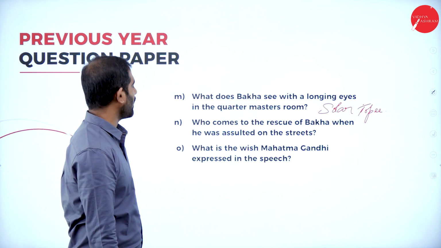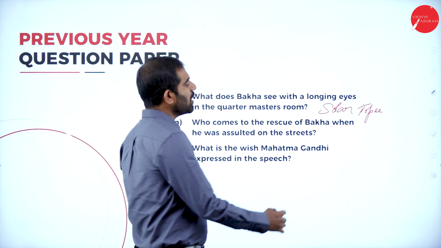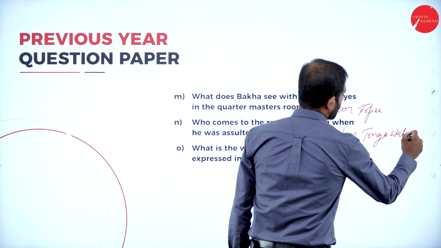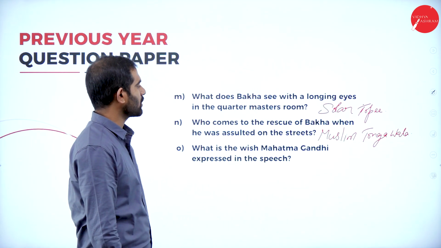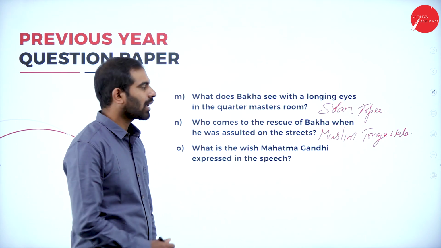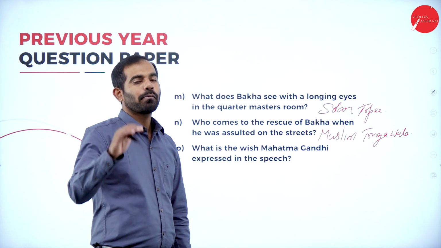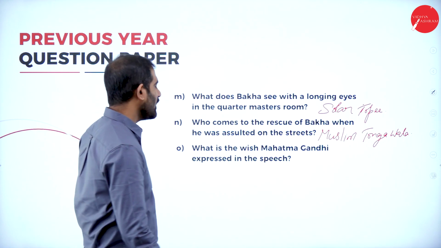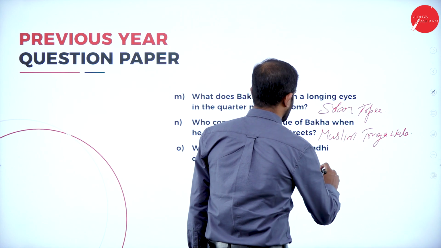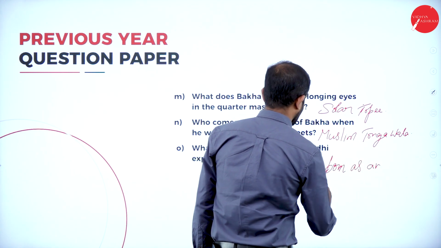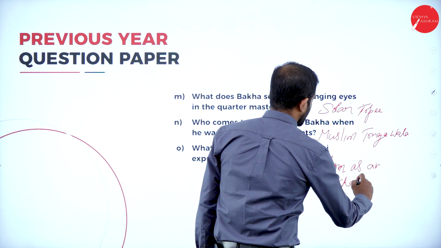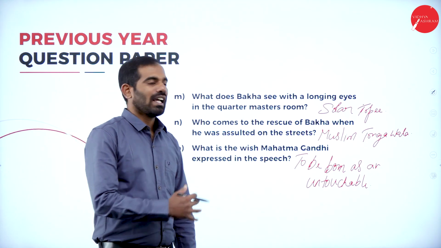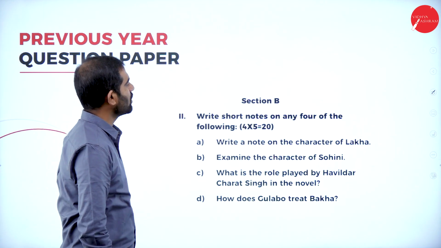Who comes to the rescue of Bakha when he was assaulted on the streets? Muslim Tongawala. Tongawala, yes, is the one who comes to rescue Bakha while he was assaulted by an upper caste Hindu man. What is the wish Mahatma Gandhi expressed in the speech? He wishes actually to be born as an untouchable. In the next life, he wishes to be born as an untouchable. So this is about 1 marker questions.